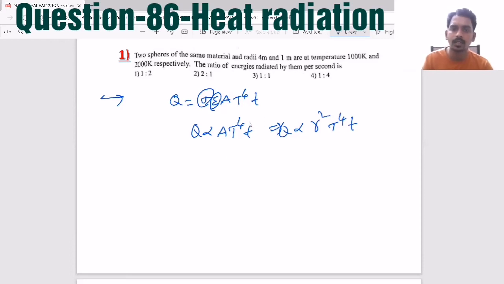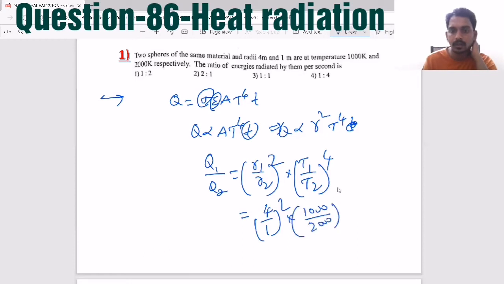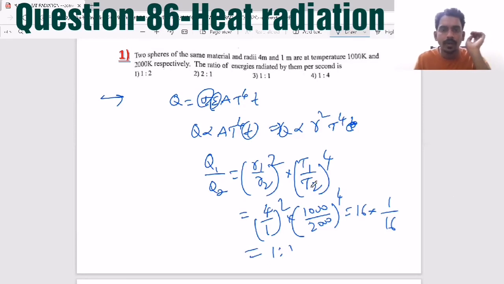Here, per second, so time you can remove it. Per second they are asking. So Q1 by Q2 equal to (R1 by R2) whole square into (T1 by T2) whole power 4. Now radius they have given, temperature they have given. Radius is (4 by 1) whole square. Temperature is (1000 by 2000) whole power 4. That is 4 square means 16. (1 by 2) whole power 4 means 16. So 1 is to 1. Like that, direct formula based or comparison based question they can ask you.